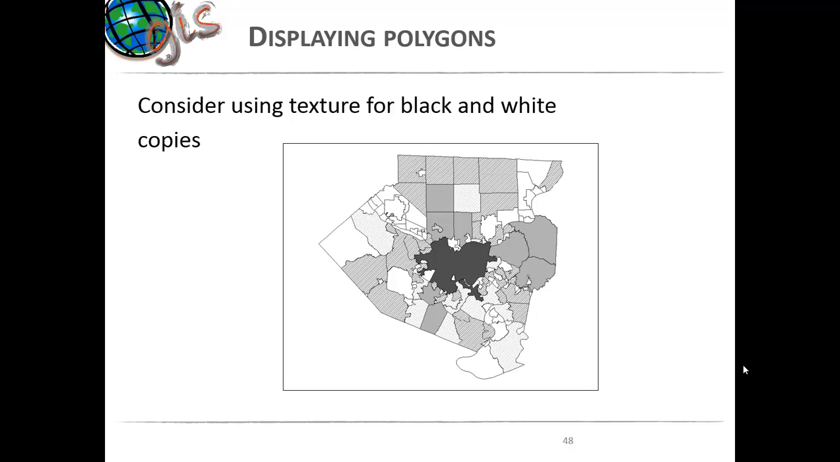Displaying polygons, again, we need to consider using texture for black and white copies, especially when you work in the public sector or for a public sector client. They usually don't have the budgets, or they usually print out their maps or their reports in black and white. So when you do color copies and they print that stuff out in black and white, it could be extremely confusing for them. Especially when you use warmer colors, they all look the same. So again, this is about knowing your client and knowing who your audience will be, so that you can come up with better color schemes.